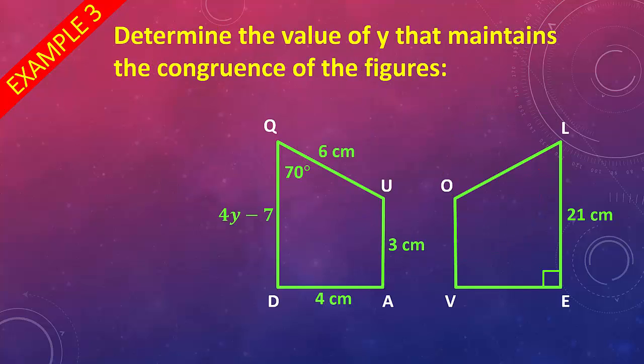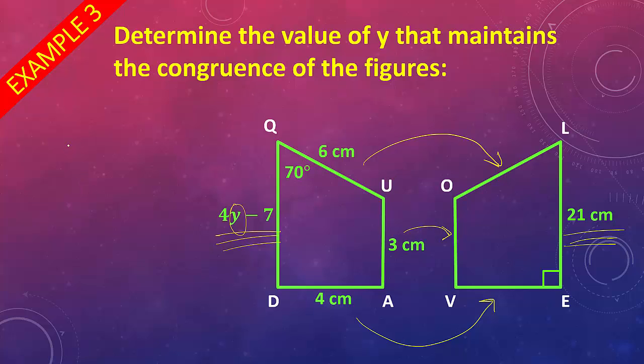In our final example, determine the value of y that maintains, meaning it keeps the congruence between the two figures. Now remember, if two figures are congruent, then all of their sides have the same measure. So that means that if this is 3 centimeters, then this side is also 3 centimeters. If this side is 6 centimeters, then this one is 6 centimeters. And if this one's 4, then this one has to be 4. What we don't know is we're trying to find the value of y, so this right here. So what's our corresponding part to this? And that would be the 21 centimeters. So when we say corresponding, it means from one image to the other, so not on the same image.